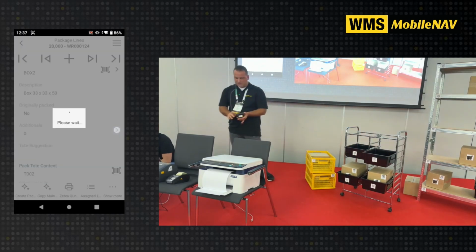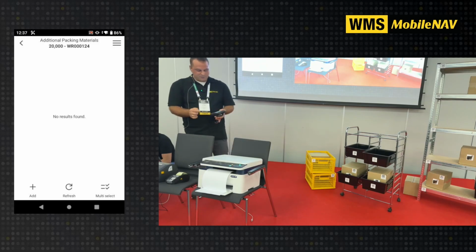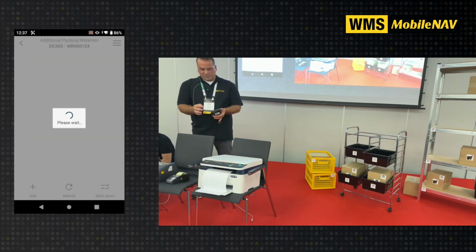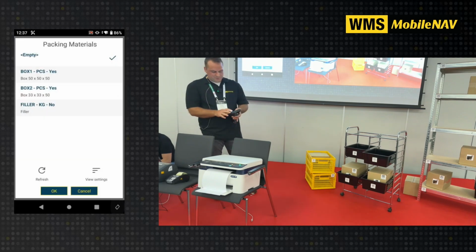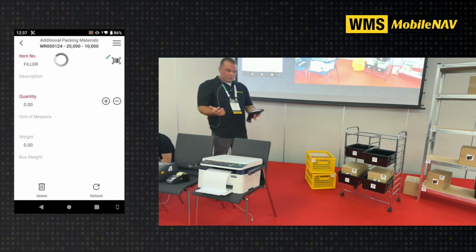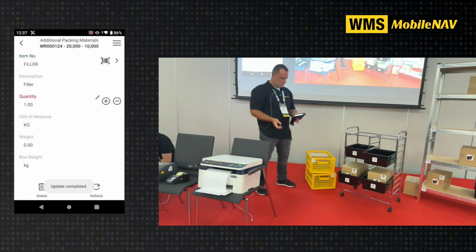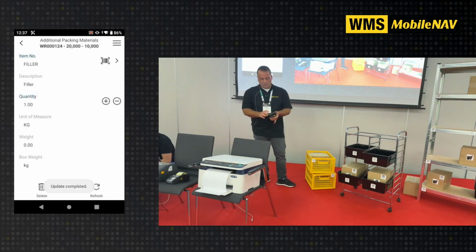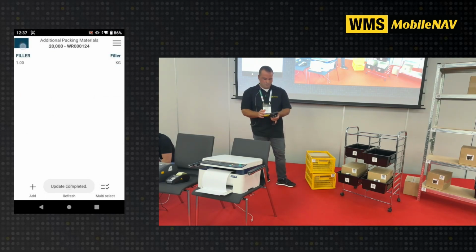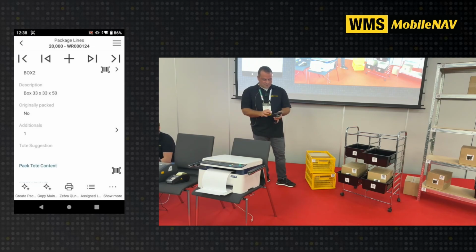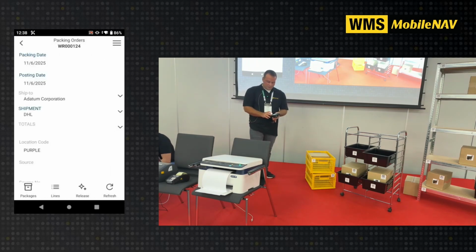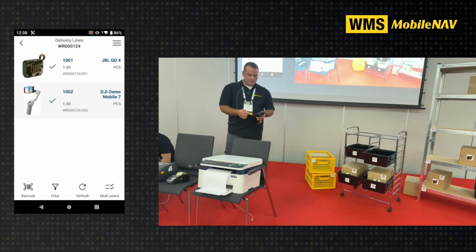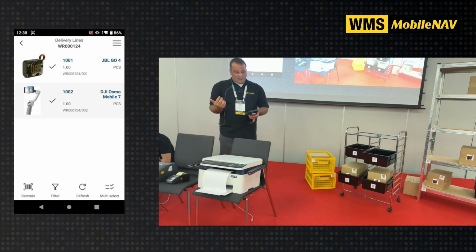I can also register some additionals. If I drill down to the additionals, I can create additional packing materials like fillers or tapes or whatsoever. These can be configured in Business Central, what kind of items you want to register or use for packaging. Okay, so I've registered everything. I go back to the packing order header, and if I go to the lines, I can see that I have successfully packed the GBRGO and the Osmo 7 item.